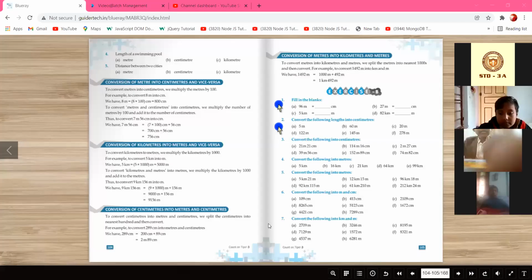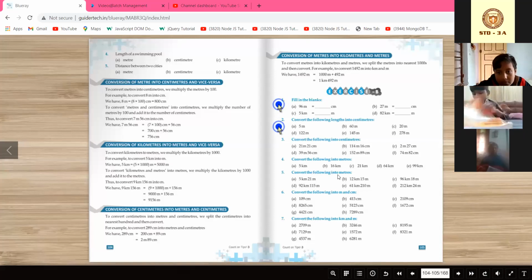Open your maths book, page number 104. So today we will learn how to convert meter into centimeter and kilometer into meter. First, let's start with how to convert meter into centimeter. To convert meter into centimeter, you need to multiply the meter by 100. So let's start.